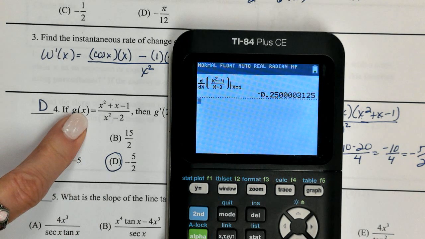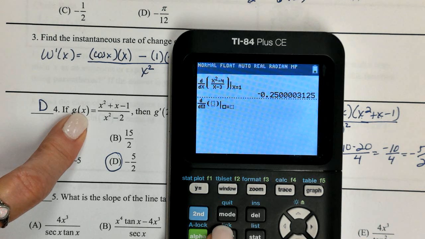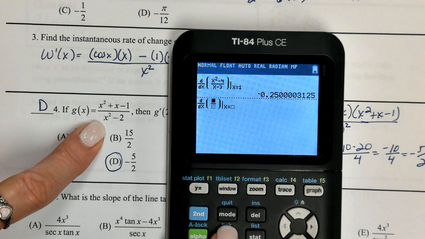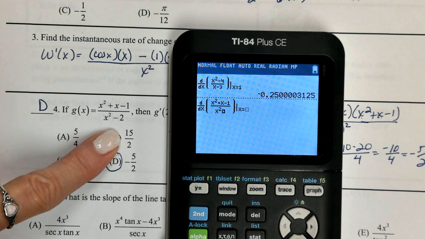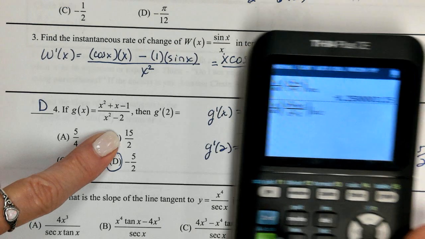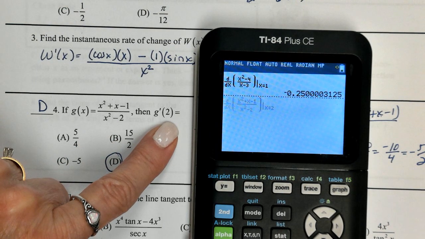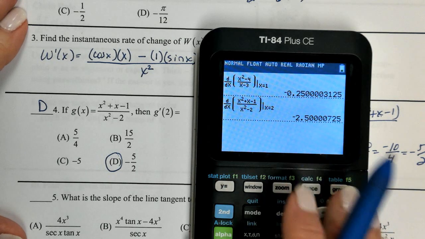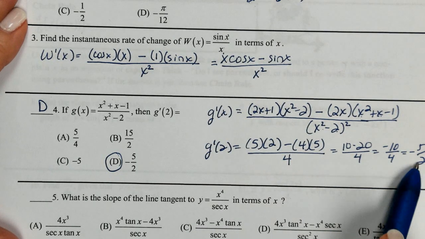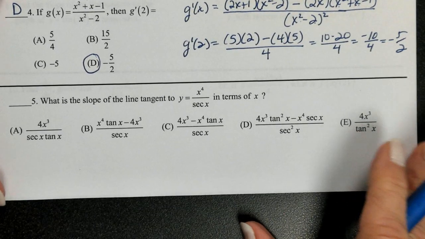Math 8, derivative with respect to x of x squared plus x minus 1 on top, x squared, not negative 1, x squared minus 2 at x is equal to 2. Negative 2.5. That's how I would interpret that answer. Okay? Negative 2.5.